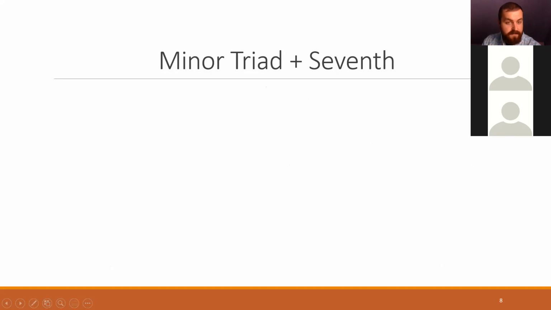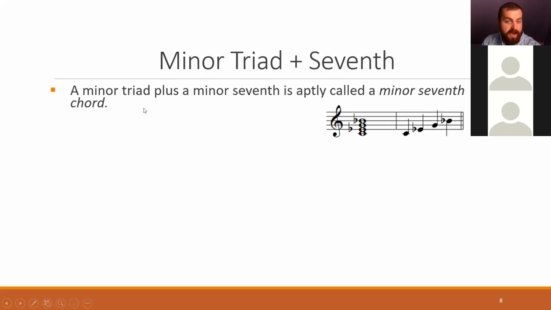Minor triads. If we add a minor triad plus a minor seventh, so minor plus minor, we get a minor seventh chord. That's pretty straightforward. Minor plus minor equals minor. And its lead sheet symbol looks like this. C minor, and then add a 7 to it. Because again, the floating 7 means it's a minor seventh usually. So C minor is our chord, floating 7.